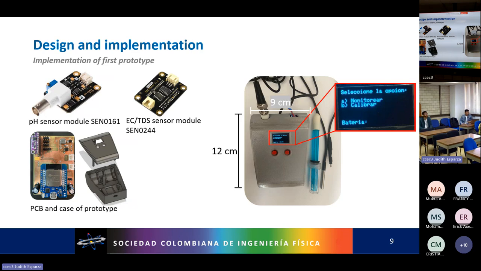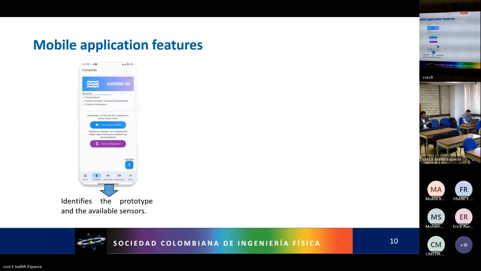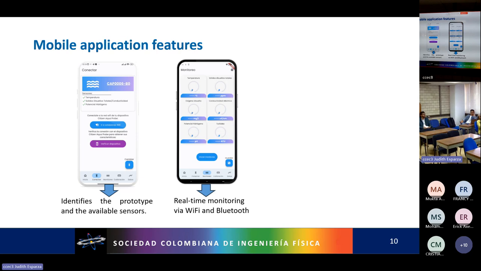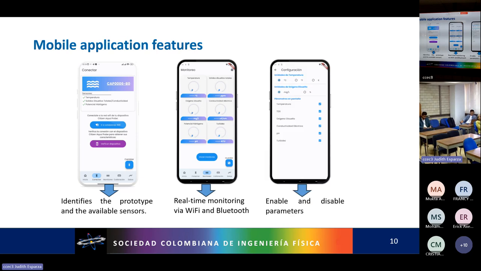For the design implementation, we use low-cost commercial models for the sensors. The first implementation is 12 centimeters in height and 9 centimeters in width on the top. As for the mobile application features, first the application identifies the connected prototype, also the device ID, and detects the available sensors. It allows real-time monitoring of those indicators, and the users can enable and disable the different parameters to monitor the samples.